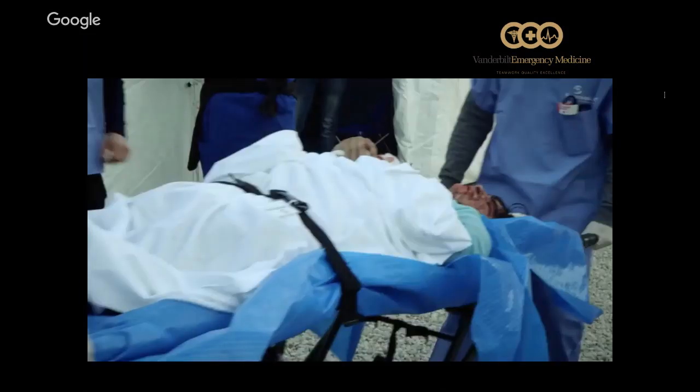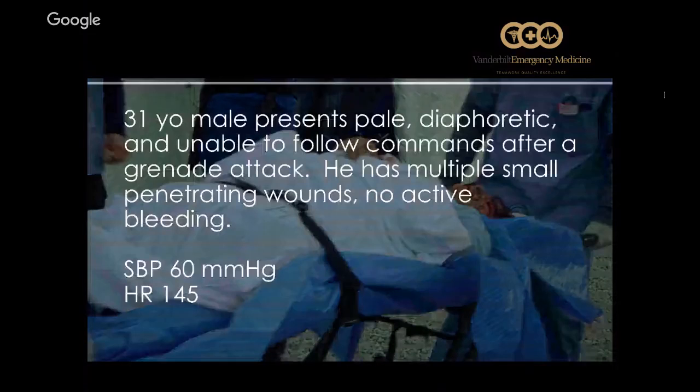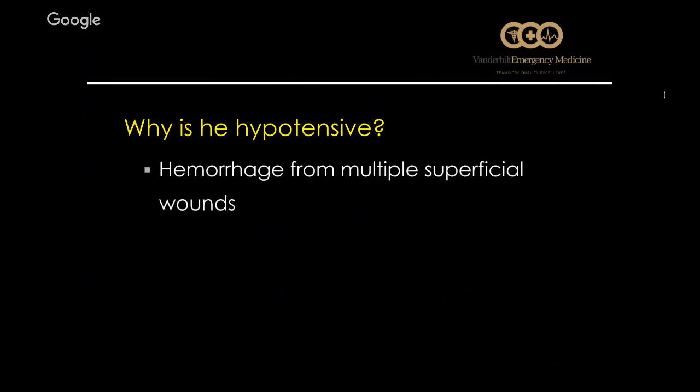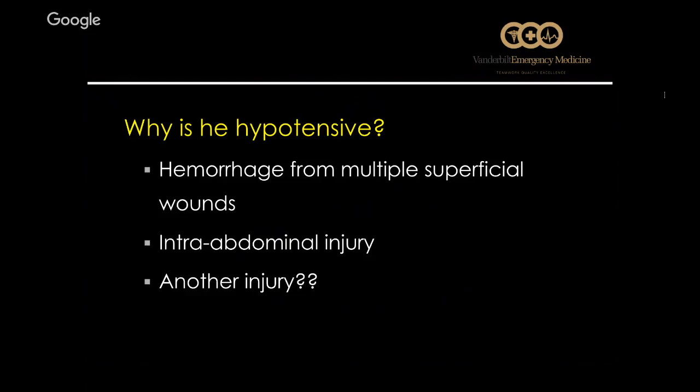I'll give you another example. 31-year-old male. This gentleman was struck by shrapnel from a grenade dropped by a drone in Mosul. His blood pressure is a little lower, 60 systolic, and his heart rate's 145. He's got multiple penetrating wounds, and we need to figure out why he's so hypotensive and tachycardic. So could it be from one of those small lacerations bleeding? Could it be an intra-abdominal injury, or could the injury be someplace else? Next slide.